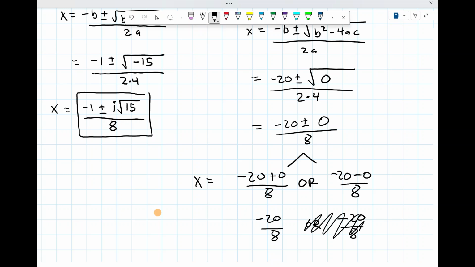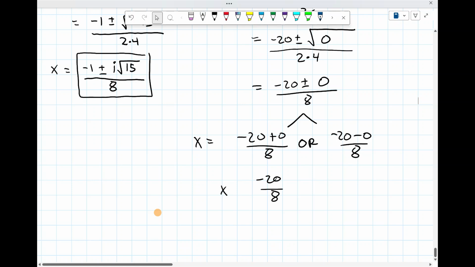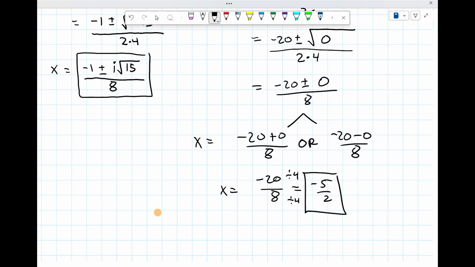And so we say that it has a zero of multiplicity 2. We're going to get rid of one of those. And this will be our final answer, but we should simplify it. So we divide top and bottom by 4, and we get negative 5 halves. And that is that. And so that is our final solution.